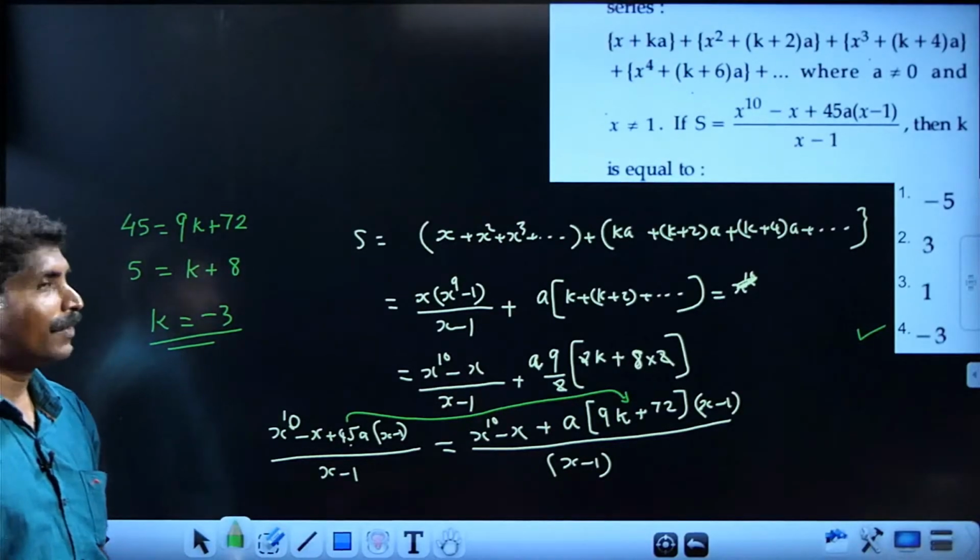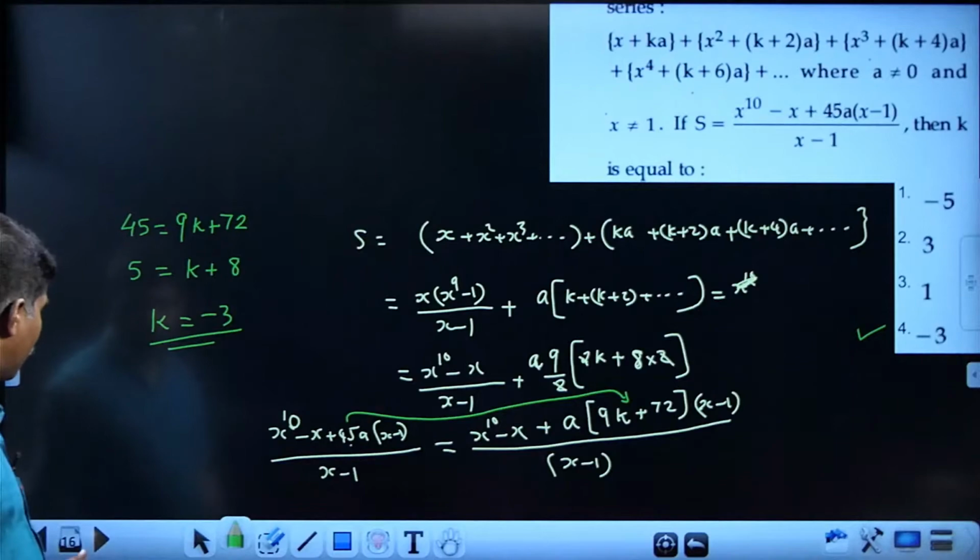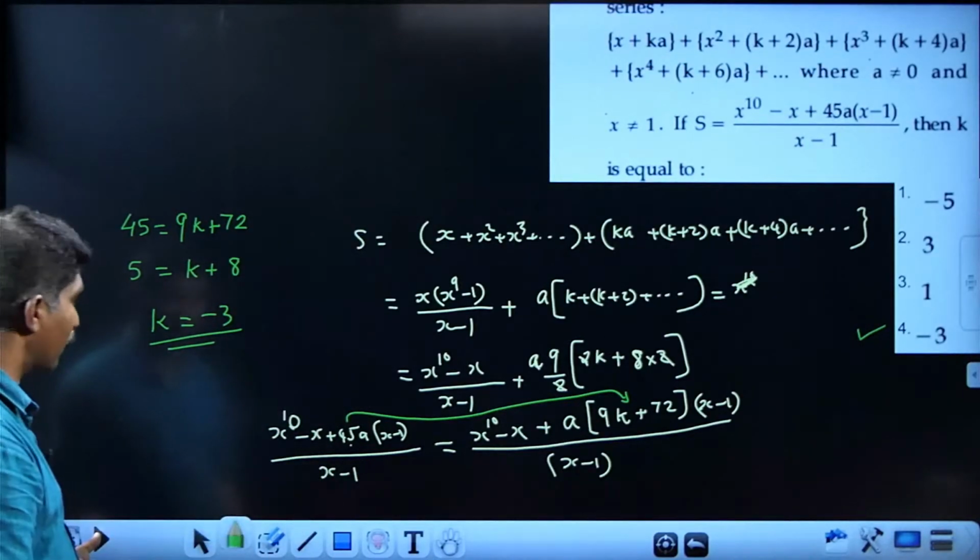An average problem, not very difficult and not very easy also. You have to do little calculations here. Next problem.